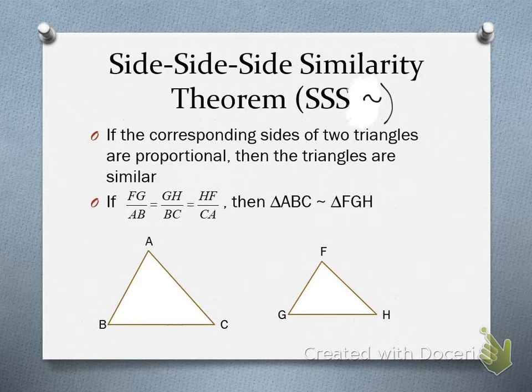We've kind of already looked at this. We just usually knew the angles at the same time. So this one's saying if we know nothing about the angles at all, but all of our corresponding sides end up with the same ratio, then the triangles are definitely similar.